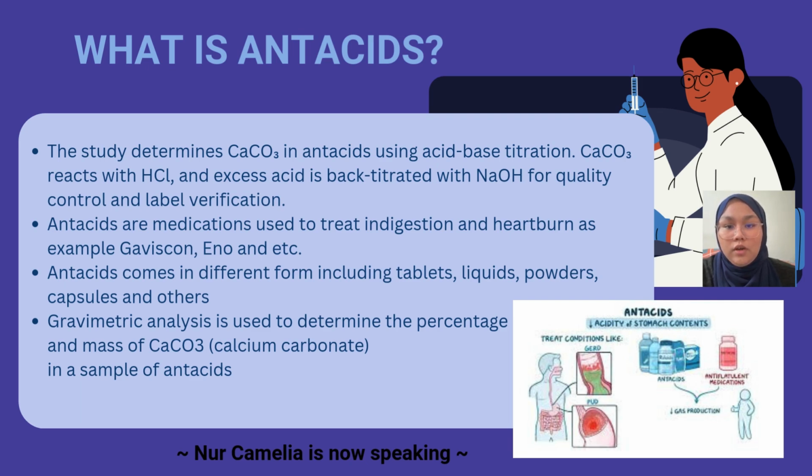And number four, gravimetric analysis to measure CaCO3. Gravimetric analysis is a method where the amount of CaCO3 in an antacid is determined by measuring its mass after it's separated from the sample. This process ensures that antacid products contain the correct amount of active ingredient as stated on the label.